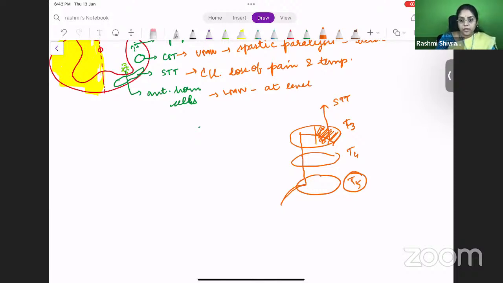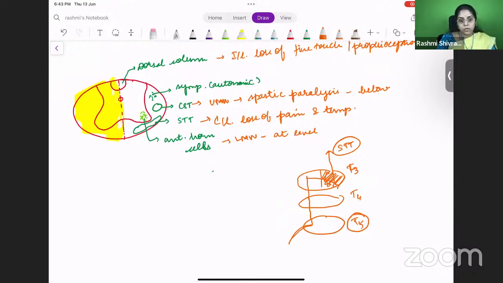Only for the spinothalamic tract. So that's why for this I say it's contralateral. It is going up, it is crossing over after 2 or 3 levels only. So that's why I'm saying it's a contralateral loss of pain and temperature. And the level of lesion will be 2 levels below for you to perceive that lesion. Okay. So I hope this is clear.